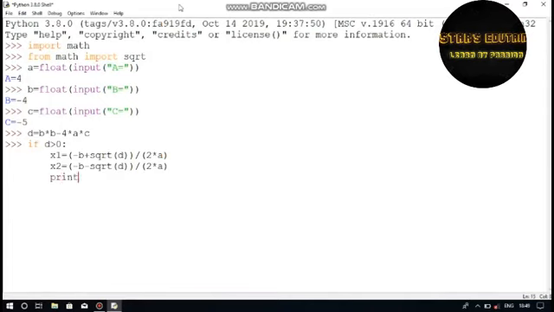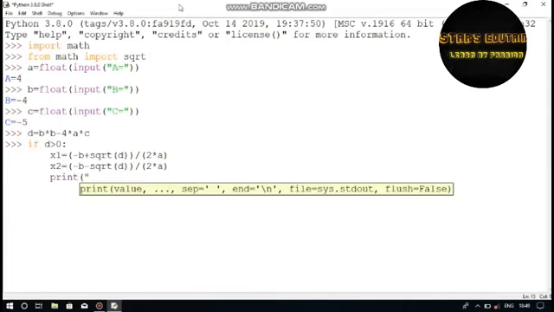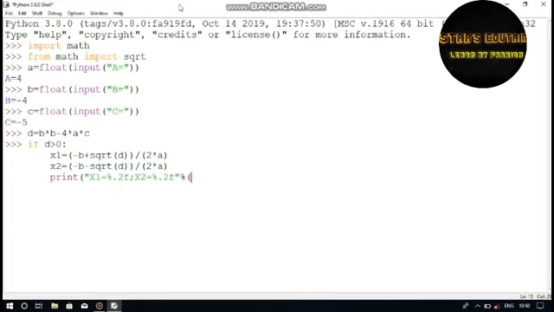Okay, if the condition is satisfied, then print x1 equals, with the percent format .2f, and x2 equals with .2f, and the quotation ends with the modulus of x1 and x2.